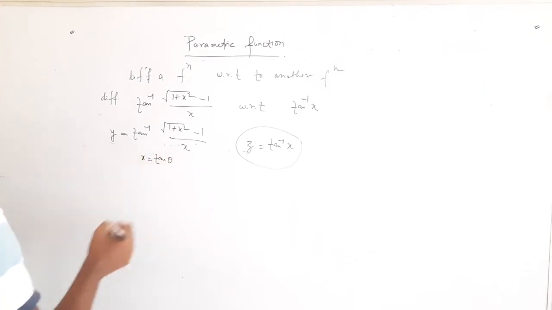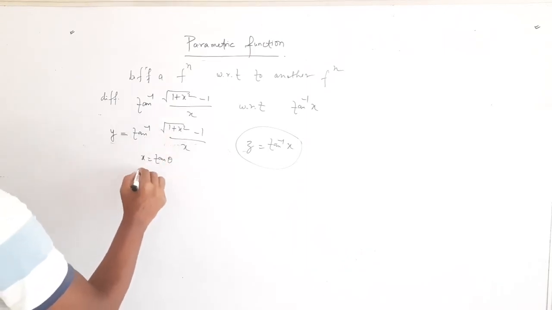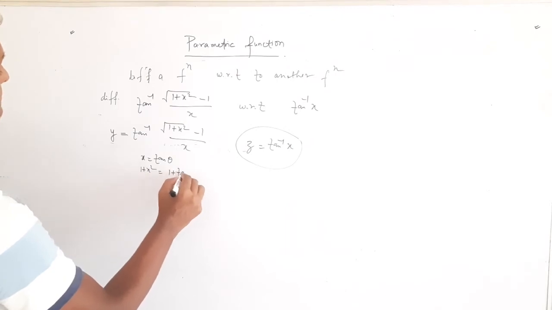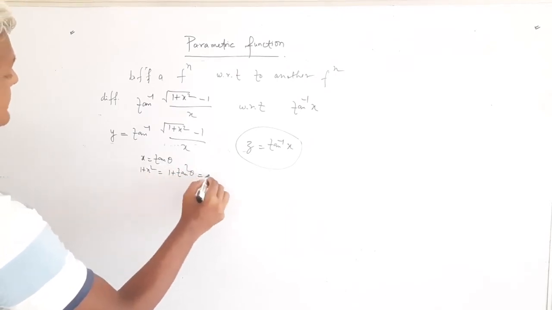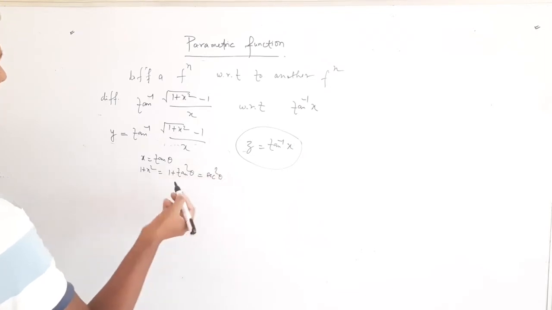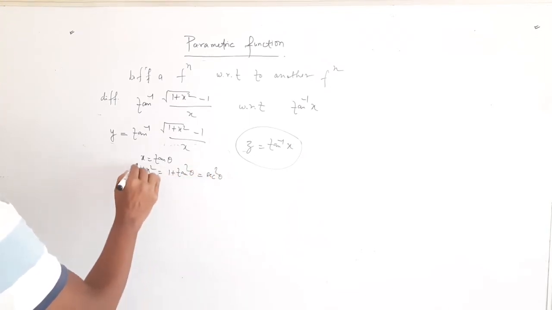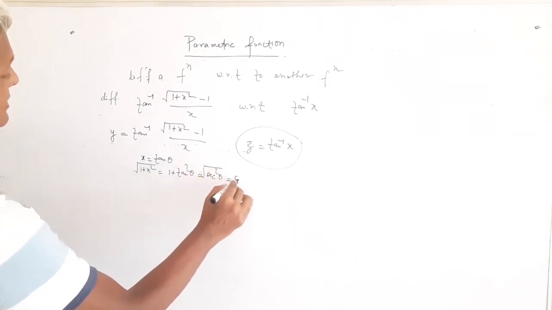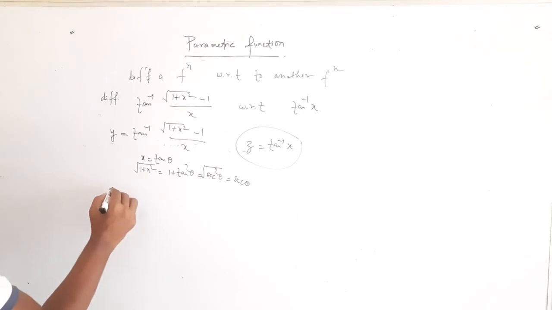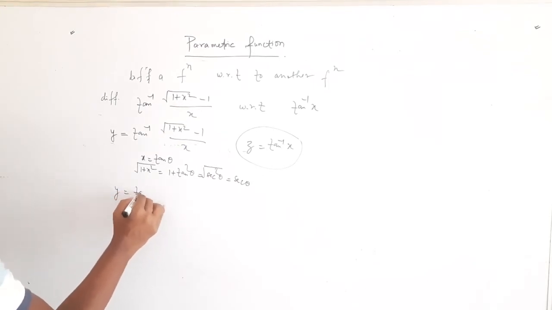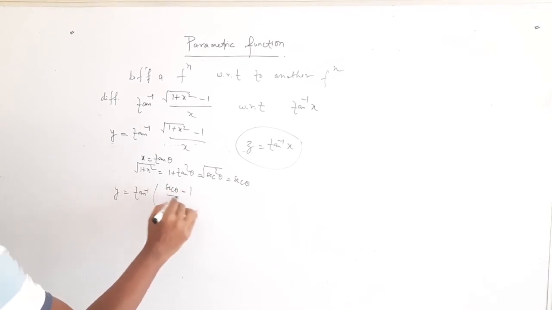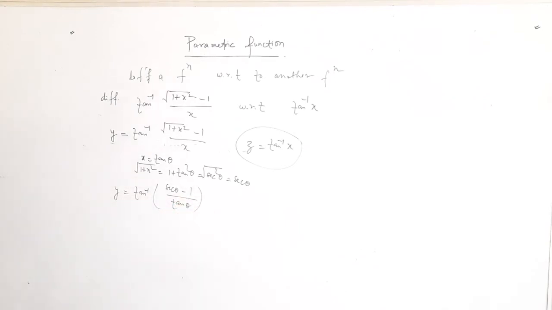X equal to tan theta. So the 1 plus x square will become 1 plus tan square theta, and that is sec square theta. And if you put this under the root, this will become sec theta. So I write directly, y equal to tan inverse of sec theta minus 1 over x, which is tan theta. Can this be simplified any further?